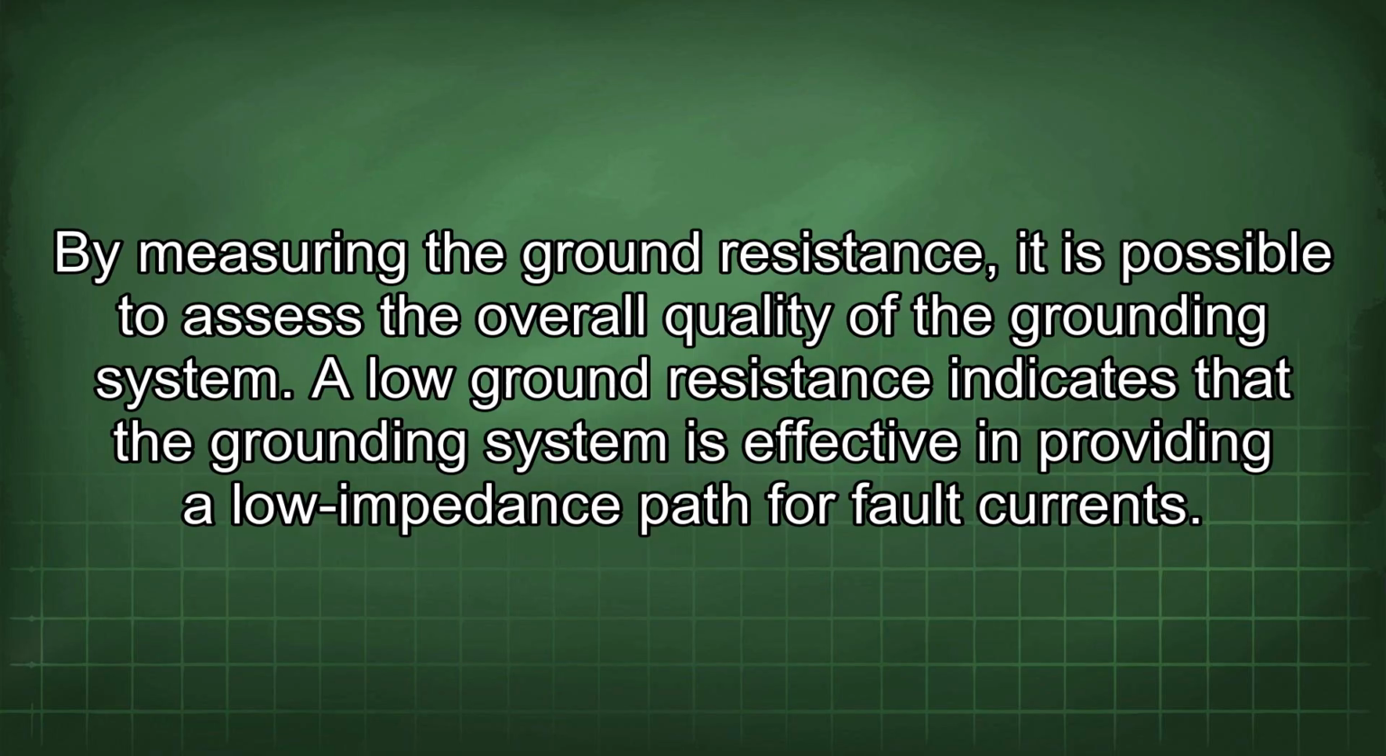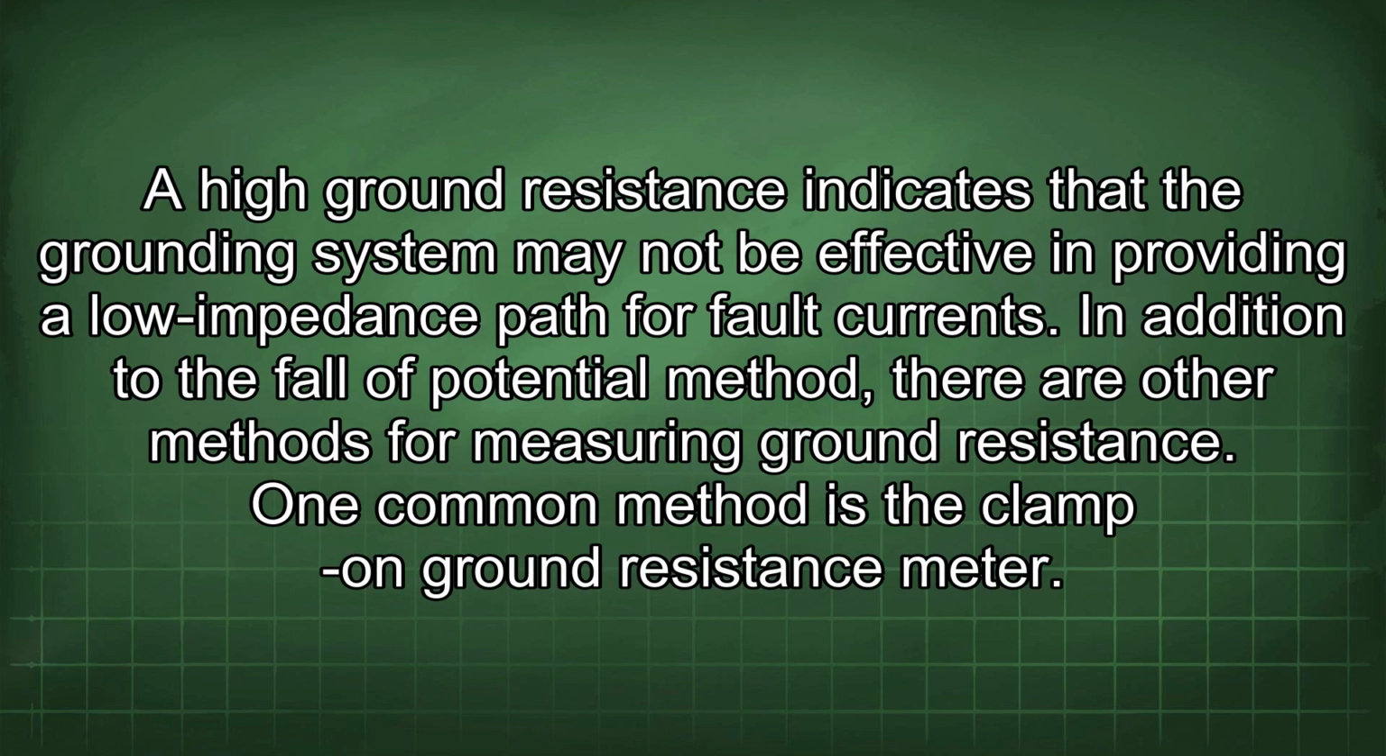By measuring the ground resistance, it is possible to assess the overall quality of the grounding system. A low ground resistance indicates that the grounding system is effective in providing a lower impedance path for fault currents. A high ground resistance indicates that the grounding system may not be effective in providing a lower impedance path for fault currents. In addition to the fall of potential method, there are other methods for measuring ground resistance.